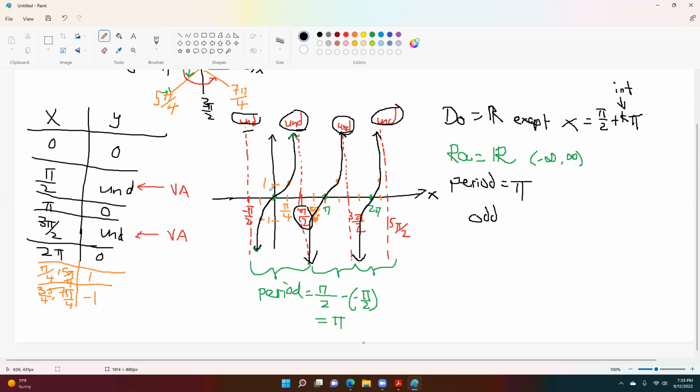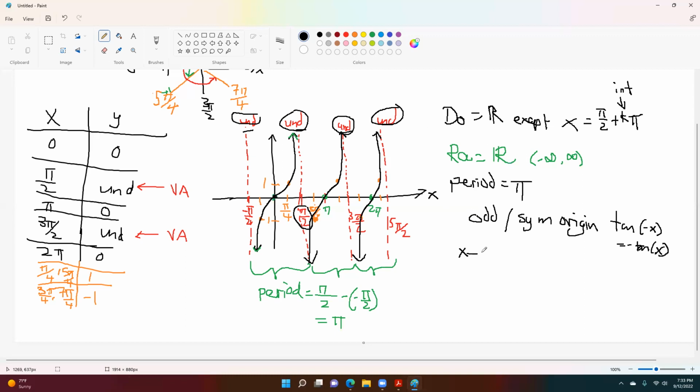Again, what is odd? Odd is where it is symmetric with respect to the origin. So right over here is symmetry with respect to the origin. In other words, tangent of negative x is the same thing as negative tangent x. So this is what it means by an odd function for tangent. And we got the domain, the range, the period, and the odd.